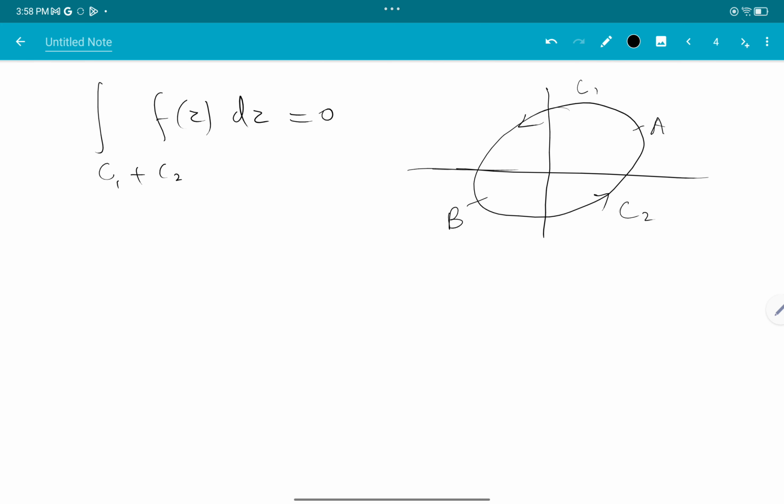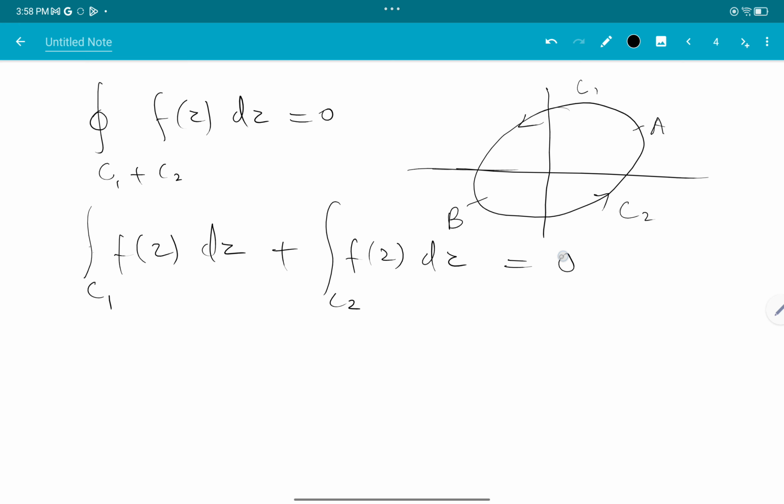Now, let me do one more thing. I can break this total integral into two, that is the integral of f(z) dz along C1 plus the integral of f(z) dz along C2. Note that I have not put the little circle on this, because individually the paths are not closed. Each path individually taken alone is not closed. It is the whole that is closed, and then it is equal to 0. Now I can do one thing, that is I can transfer this to that side.